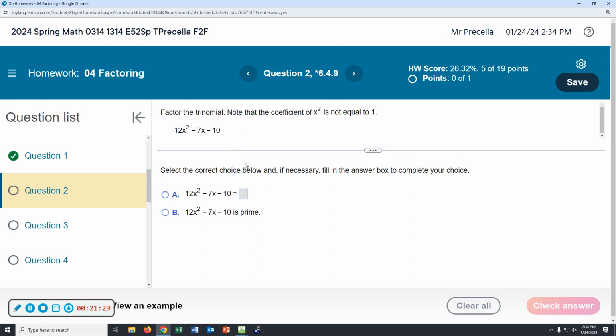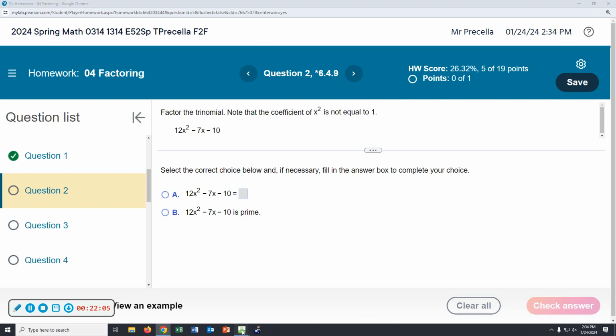Let's see, problem number 2. Let's see, what is that? This is the one Tony wanted to start off with, and I said, no, let's start with an easier one. 12x squared minus 7x minus 10. Okay? Oh, wait. I need to tell y'all something. Do I need to stop this recording? No. Okay. Before we do this one, here's a rule of thumb that helps sometimes.